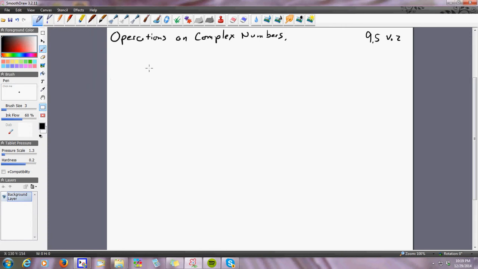So I'm going to do a video on operations on complex numbers. I want to make a couple of things very clear. You can do all sorts of things on complex numbers. For example, you can still distribute the way you normally do, and you'd get 6 minus 12i, and that's perfectly legal.